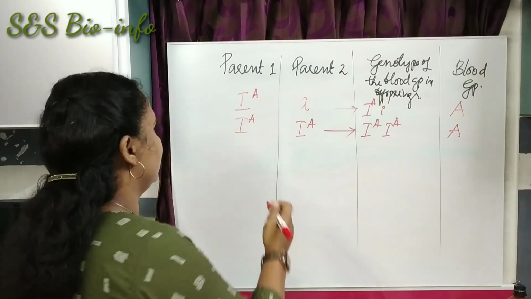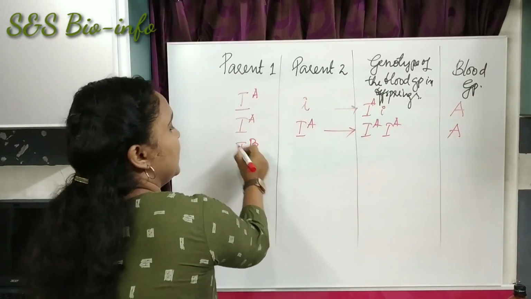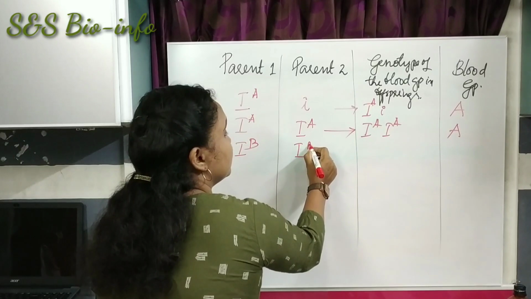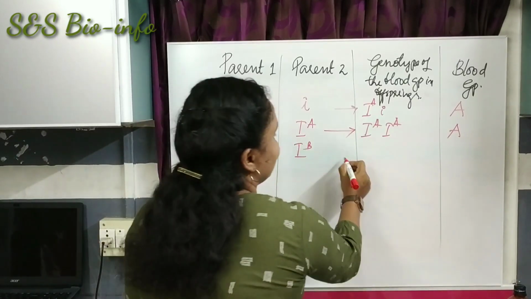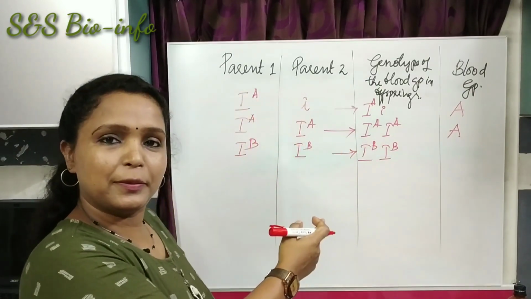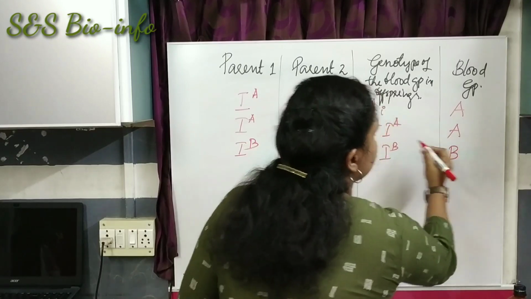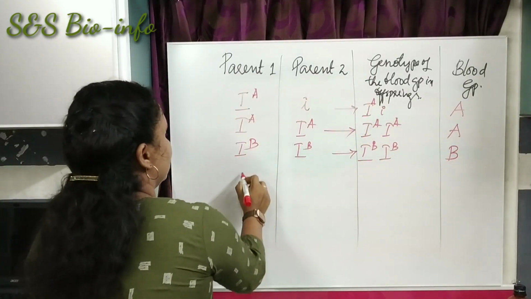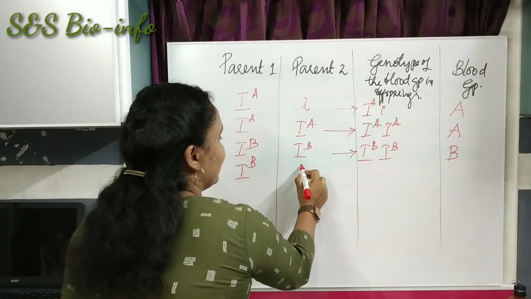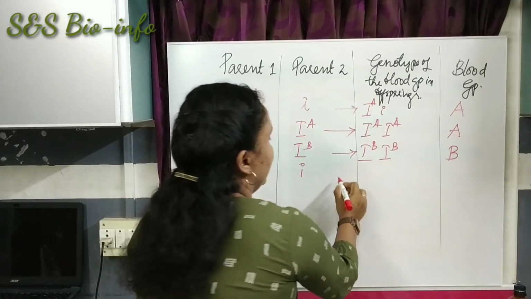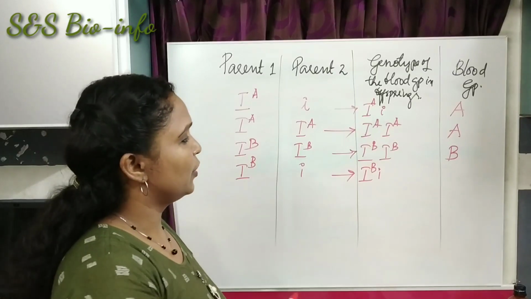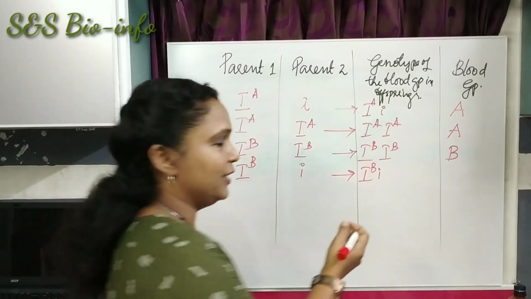So the third situation: first parent contributes the allele IB, second parent also IB. The genotype is IB IB, so the blood group will be B. Fourth situation: parent 1 contributes IB, parent 2 contributes the recessive allele. Here the genotype will be IB and small i. So in result, the blood group is B.